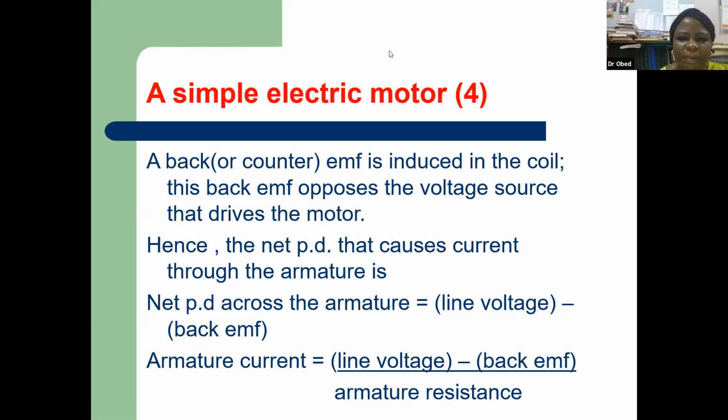So back EMF, remember why it is called back EMF or counter EMF: because its direction is opposite that of the line voltage, and it usually tends to reduce the current in the armature coils. So the polarity is usually opposite that of the driving voltage. So we have the net potential difference being equal to line voltage minus back EMF, and we have the current equal to this formula.